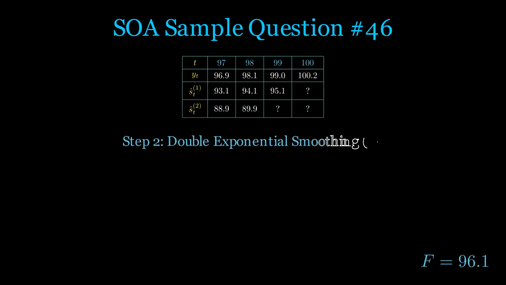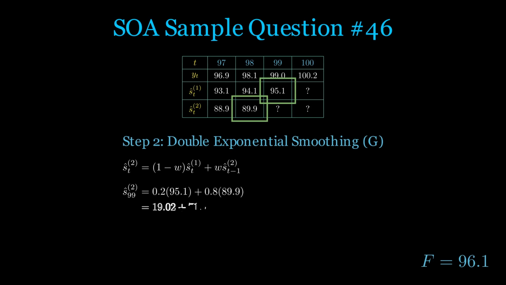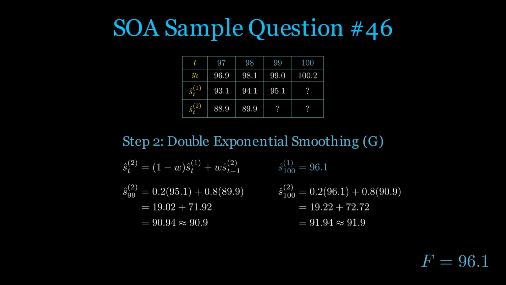Now for double smoothing. Our goal is to find the double smooth value at time 100 since we need it for the trend and intercept calculations. We calculate the value for time 99 first since it's needed to calculate S hat 2 at time 100, plugging in 0.8 for W, 95.1 for S hat 1 at time 99, and 89.9 for S hat 2 at time 98. Putting it all together, we get 90.9. Now we use the same formula to calculate S hat 2 at time 100. We start with the single smooth value from step 1 and combine it with the double smooth value of 90.9 to get a weighted average of 91.9.